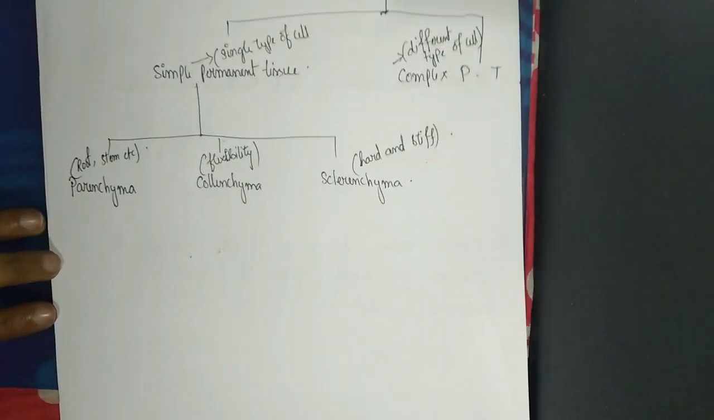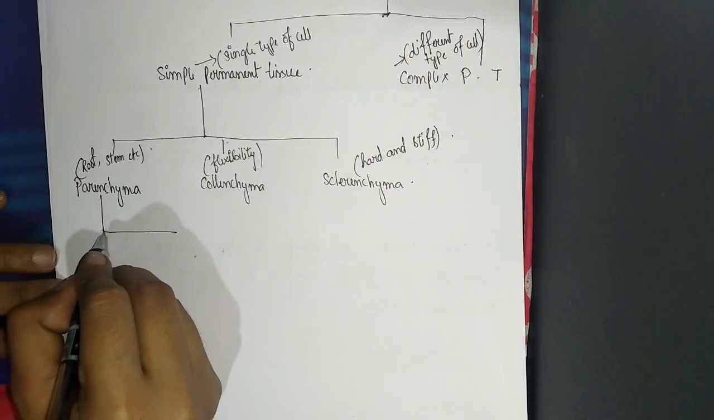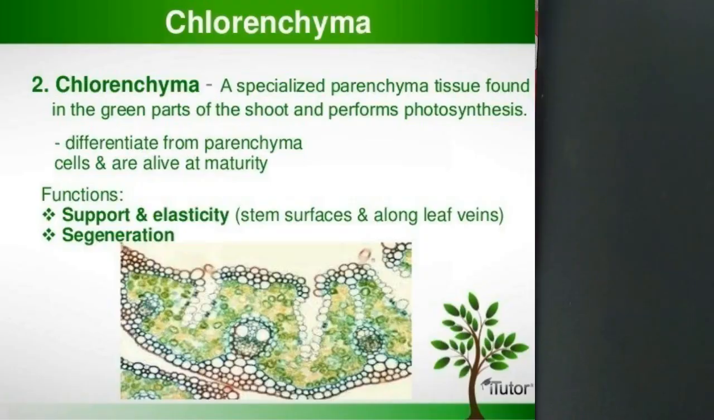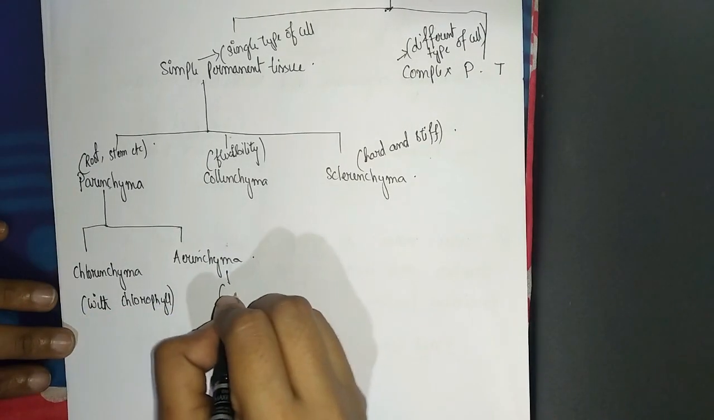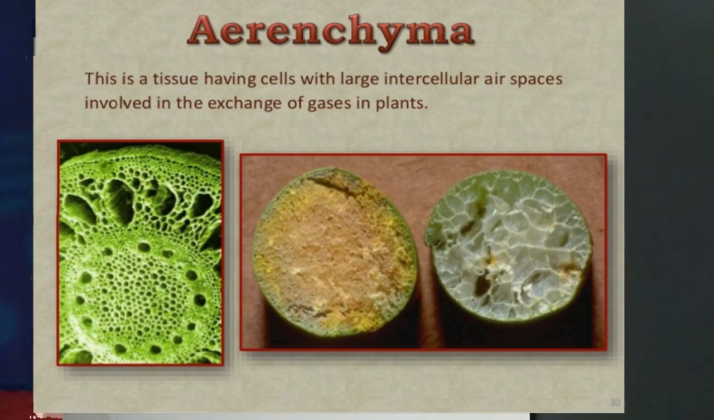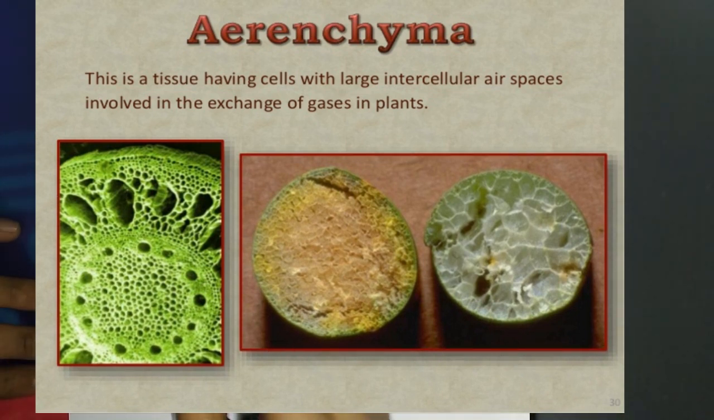And then this parenchyma tissue. Parenchyma is again divided into two parts, that is chlorenchyma and aerenchyma. Chlorenchyma is a type of tissue which performs photosynthesis. Means that part of the chlorenchyma has chlorophyll. Due to the presence of chlorophyll, they perform photosynthesis. Understand? And then aerenchyma. This is a tissue having cells with large intercellular air spaces involved in the exchange of gases in plants. This type of tissue is found in aquatic plants.